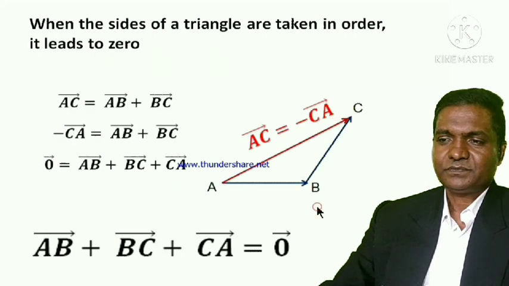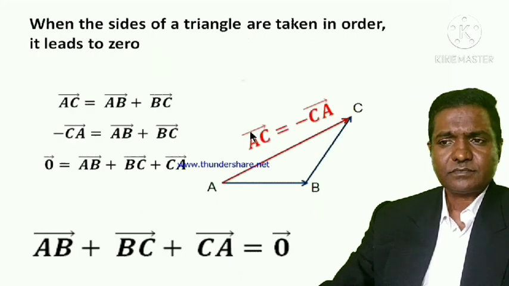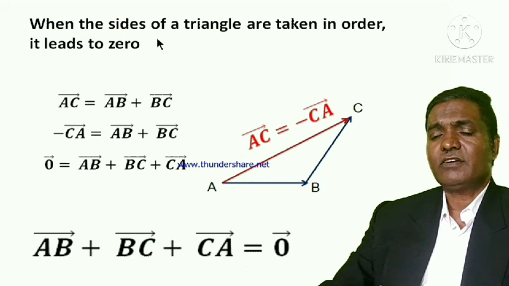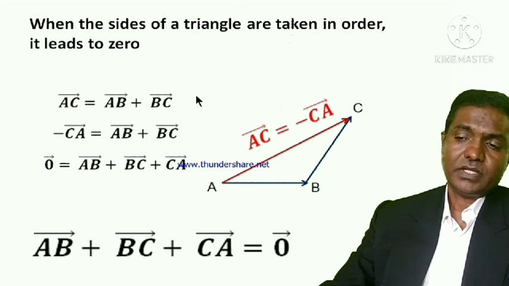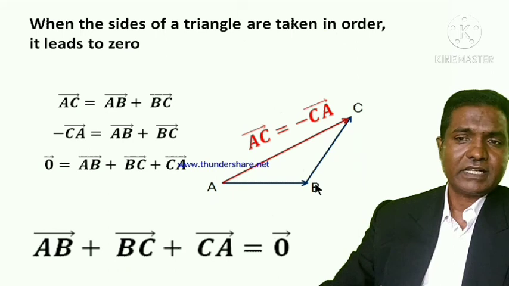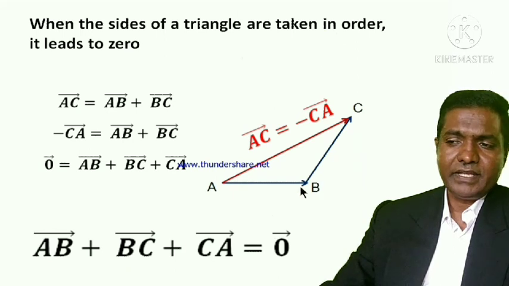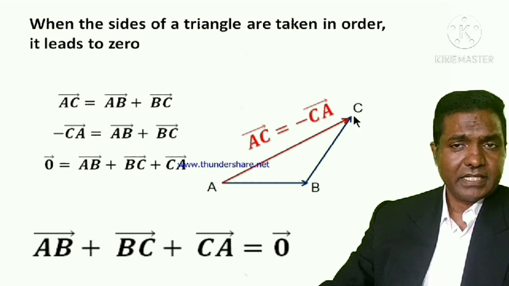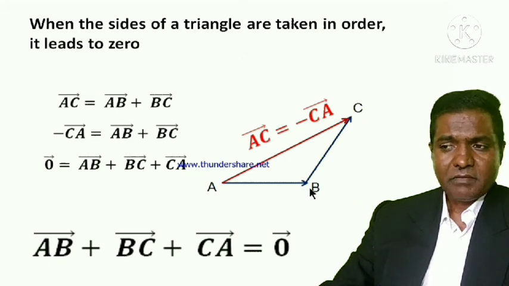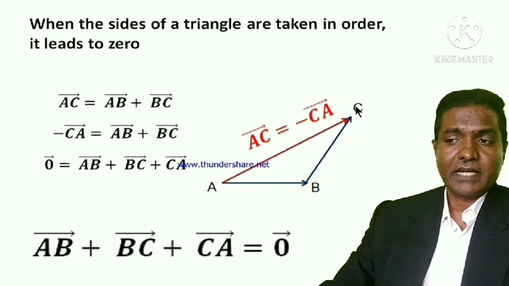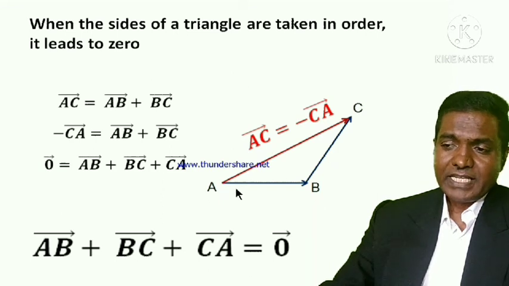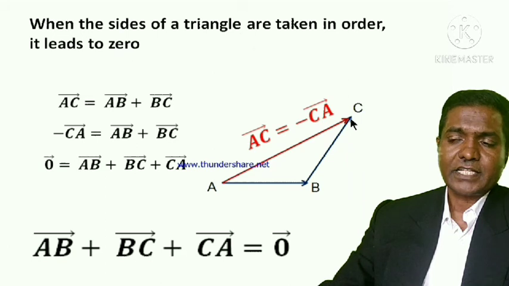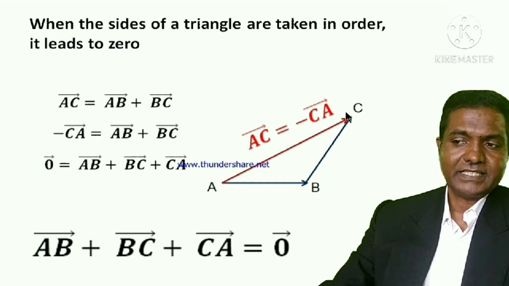Now here also, when the sides of a triangle are taken in order, it leads to 0. Now see, what does the triangle law of vector addition say? AB plus BC. AB and BC are taken in order. According to the triangle law of vector addition, vector AB plus vector BC is equal to vector AC, this vector starting from A and directed towards C.